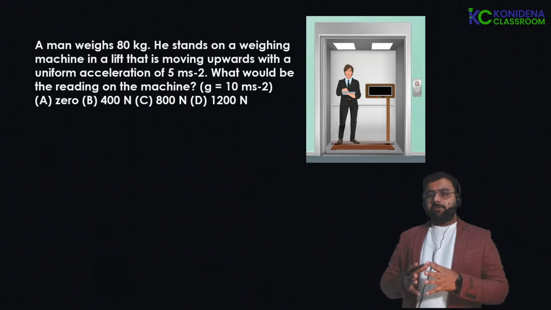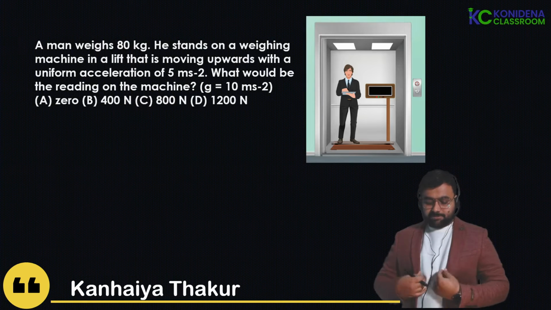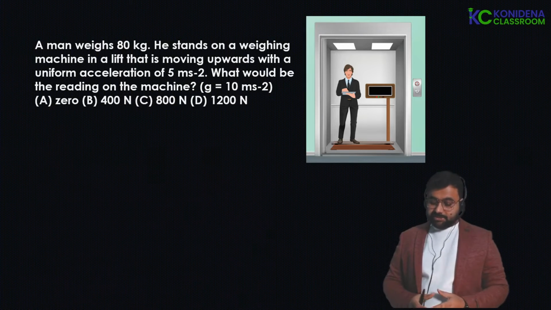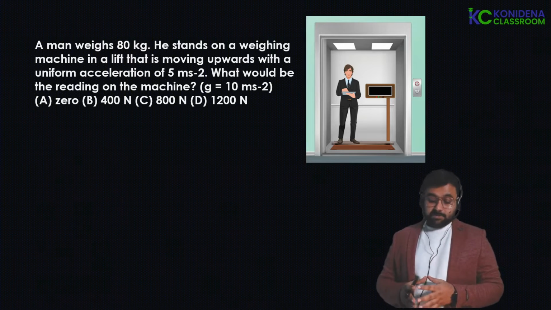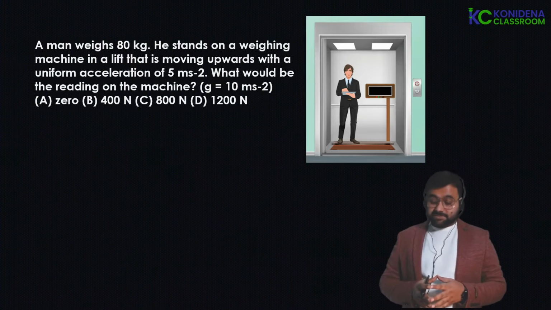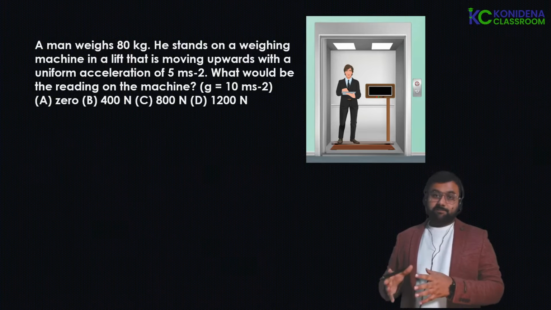In this video, we're going to talk about a question based on pseudo force. So let us see what the question is. A man of 80 kg stands on a weighing machine in a lift that is moving upward with a uniform acceleration of 5 meter per second square. What would be the reading of the machine when the person is in the lift and the lift is going up?